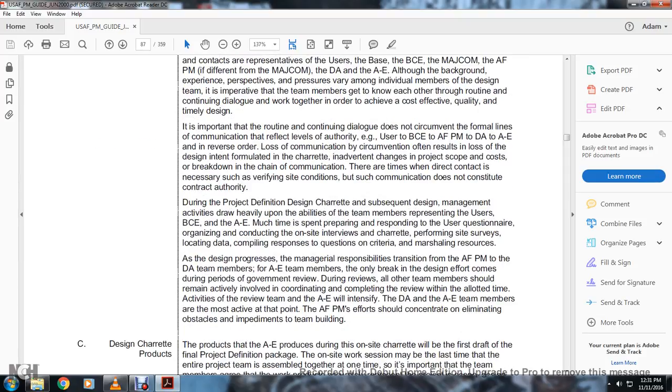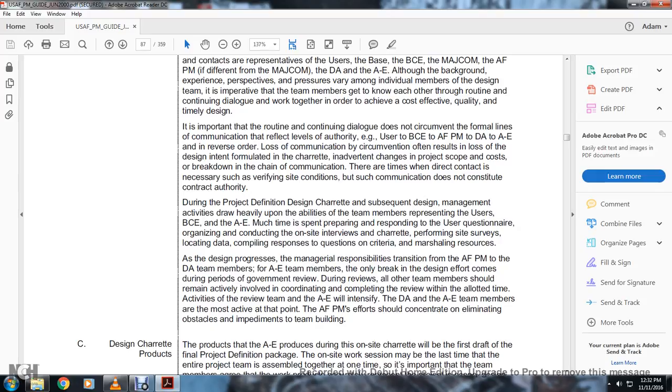It is important that the routine contact and continuing dialogue does not circumvent the formal lines of communication and reflect the levels of authority. The use of the base civil engineering, Air Force program managers, the DAA, and architectural engineering is in that order. The loss of communication or circumvention of the chain results in loss of the design intent formulated with the charrette and changes in the project scope and cost, a breakdown of the chain of communication. There are times when direct contact is necessary, such as verifying site conditions, but such communication does not constitute contractual authority.